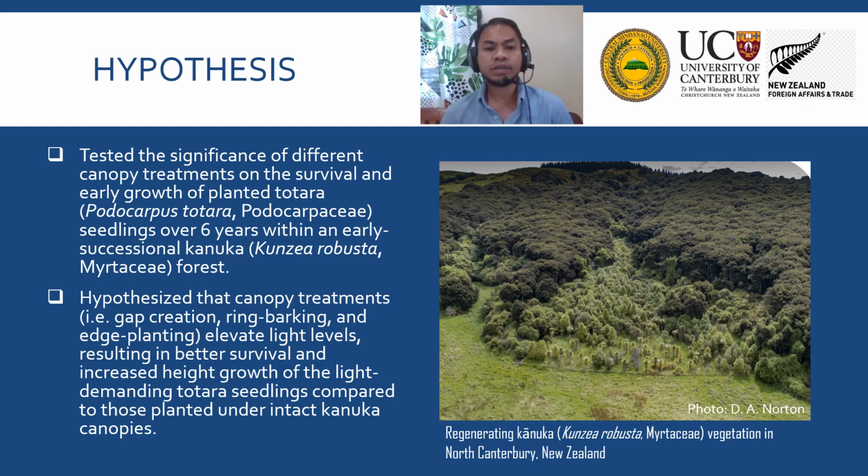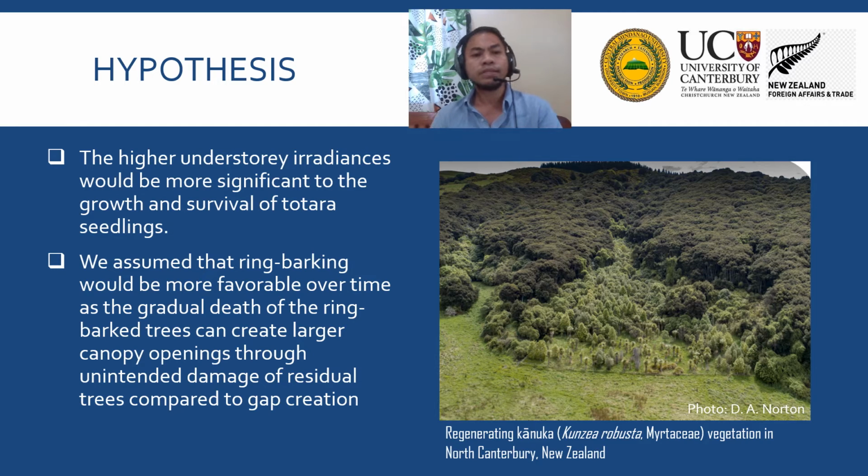We hypothesize that canopy treatments such as gap creation, ring barking, and edge planting elevate light levels, resulting in better survival and increased height growth of the light-demanding totara seedlings compared to those planted under intact kanuka canopies. We expected that the higher understory irradiances would be more significant to the growth and survival of totara seedlings. We also assumed that ring barking would be more favorable over time, as the gradual death of the ring-barked trees can create larger canopy openings through unintended damage of residual trees compared to gap creation.